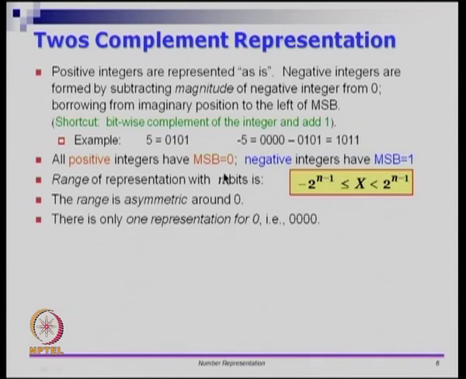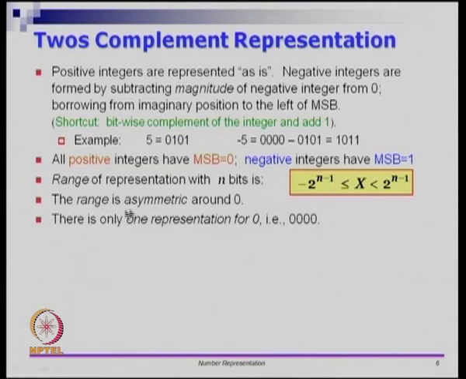Here also, negative integers have MSB equal to 1, and positive integers have MSB equal to 0. The range, however, is an interesting thing. There is a small change with respect to 1's complement. In terms of the positive numbers, you cannot represent more numbers than what 1's complement is capable of. If you have to represent something with n bits, then you cannot represent 2 power n minus 1. You can represent a number which is 1 less than that. However, in the negative numbers you can represent one more number. That is why you have a less than or equal to here.